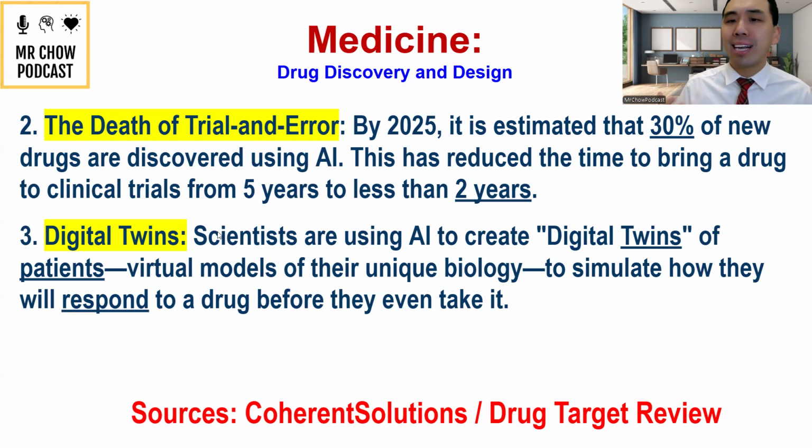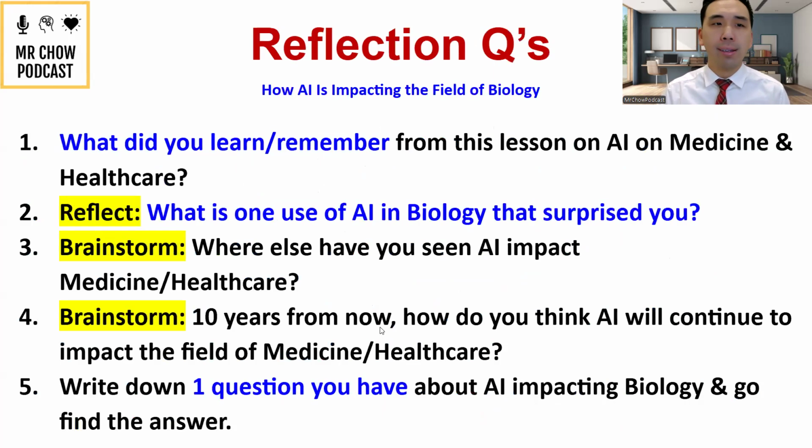Digital twins. Scientists are using AI to create digital twins of patients to simulate how they're going to respond to a drug before they take it. Now, who actually knows what's going to happen? When a person takes drugs, a lot of different things can happen. But this definitely helps ease some tension when it comes to delivering medicine well.